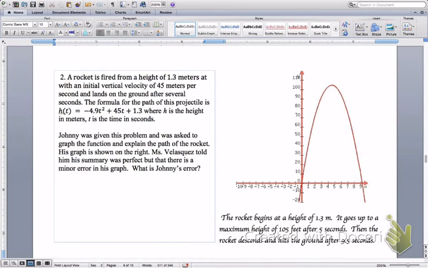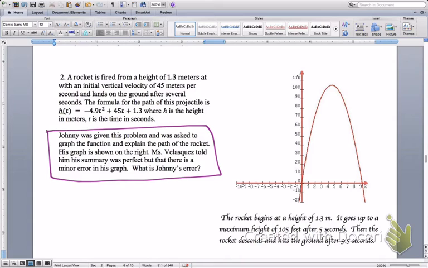All right, this last problem, we have a quadratic. The word problem is a rocket is fired from a height of 1.3 meters with an initial velocity of 45 meters. They give us the formula. H is the height, T is the time in seconds. So we're going to be looking at this problem where Johnny was given this problem and was asked to graph the function and explain the path of the rocket. His graph is shown on the right, this one right here.